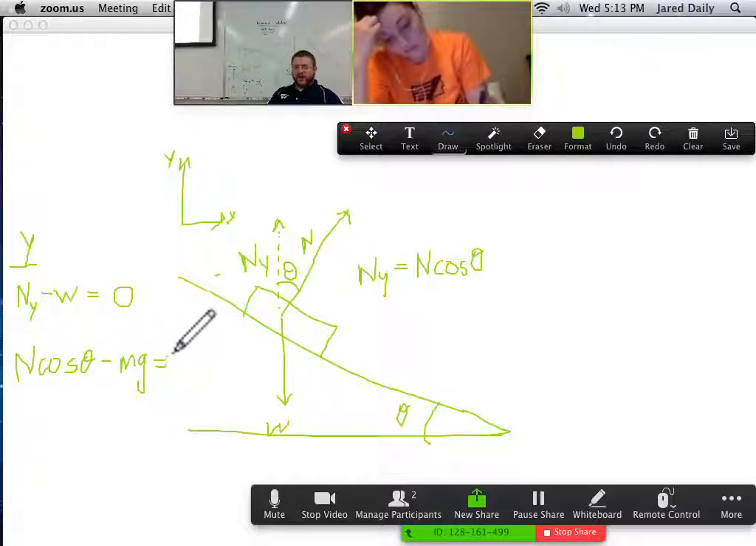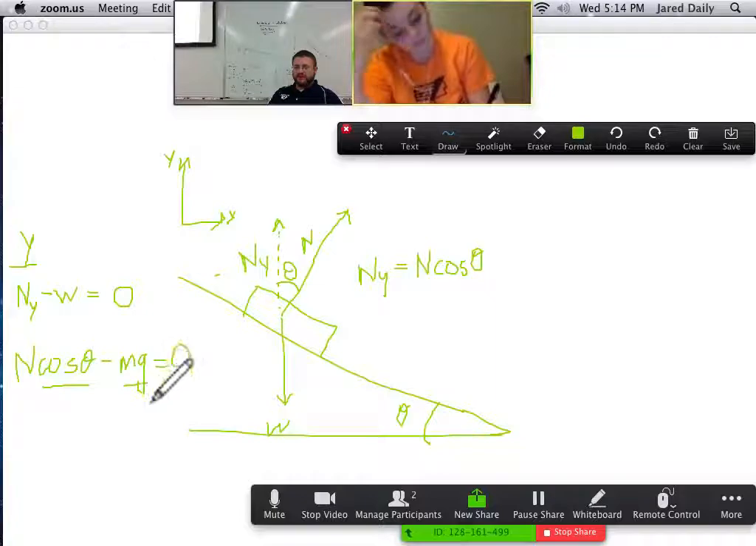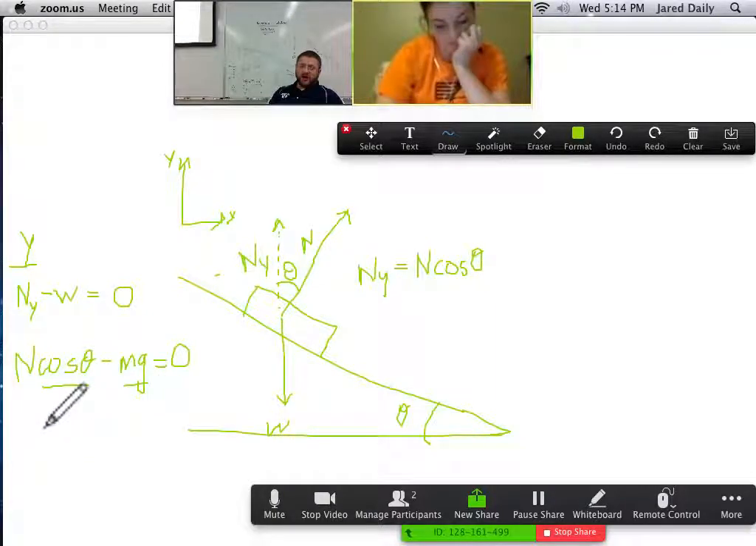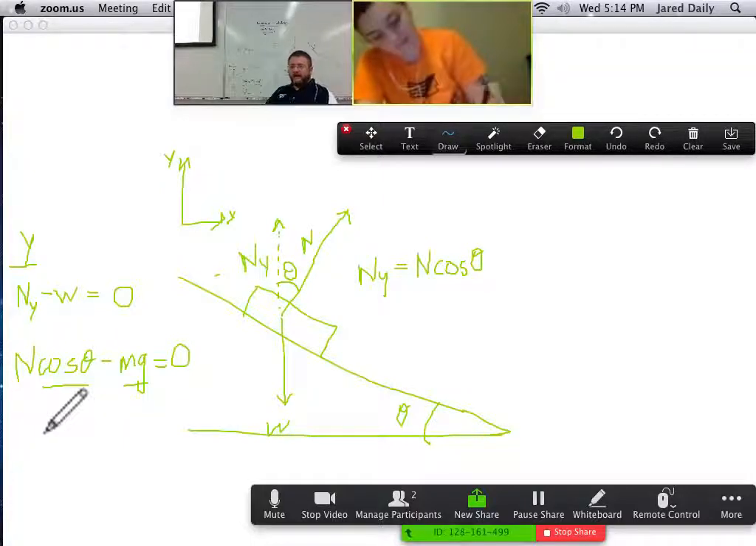And what do they want to know? They want to know the normal force. We know everything in this equation. We know the cosine of theta, we know m times g, so we can now solve for the normal force and get that answer. Right? We add m times g to both sides, we divide by the cosine of theta, we plug in our numbers, and we get the normal force.